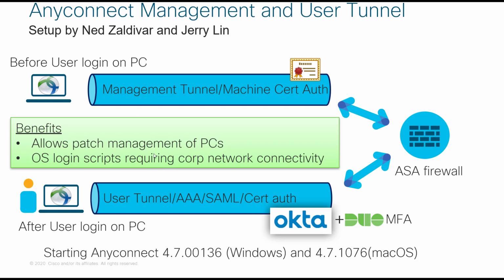Once the user wakes up in the morning, is ready to go to work and logs into their machine, that management tunnel would drop, and then the user tunnel would initiate, using any of the configured authentication methods: AAA, SAML, or certificate authentication for the user. In this demonstration, I'm going to show you the SAML authentication for the user tunnel, and this is done through Okta SAML plus the Duo multi-factor authentication.